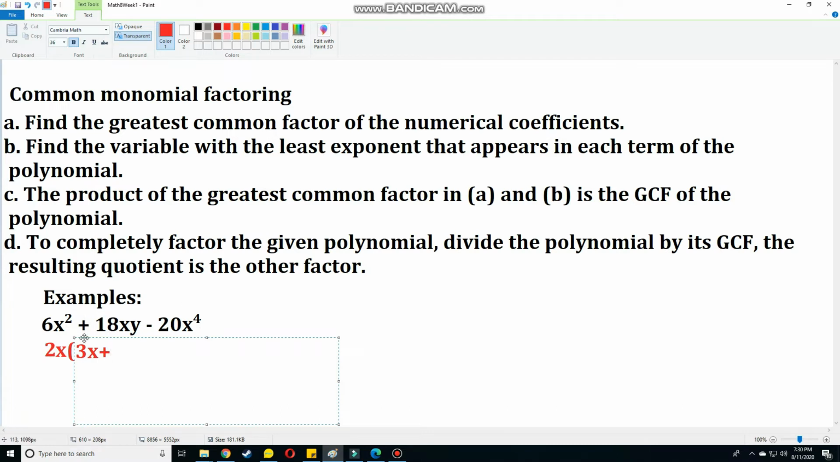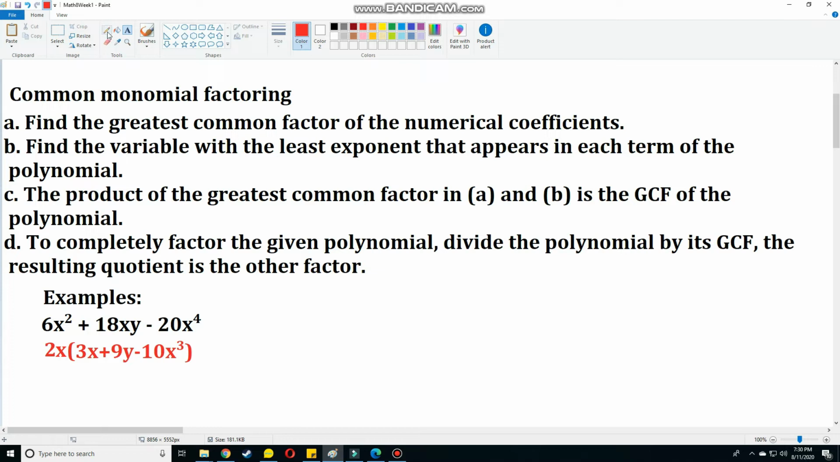18 divided by 2, that would be 9. Xy divided by x, that would be y. Copy the sign, minus. 20 divided by 2, that would be 10, and then x to the fourth divided by x, that would be x cubed. Okay, and then the resulting quotient is the other factor, and that's all. This is our other factor. And then we completely applied common monomial factoring.